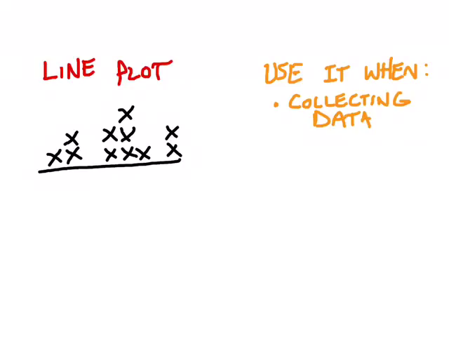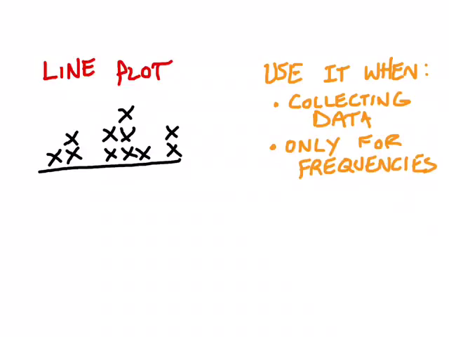Another important thing to remember is that it's only for frequencies. Every X on the line plot represents a person or a data point that fits that specific type, and so it's really good at showing frequencies, but pretty much nothing else. And for that reason, it's actually a graph we really don't use a whole lot. Probably not your go-to graph.